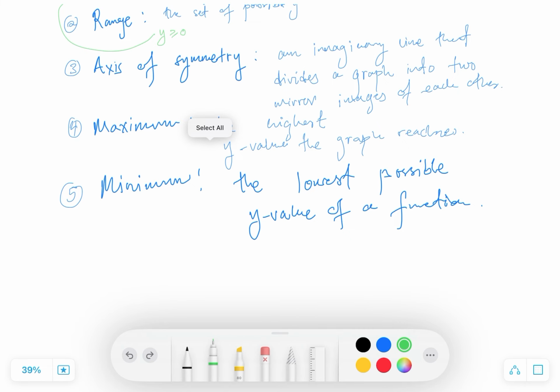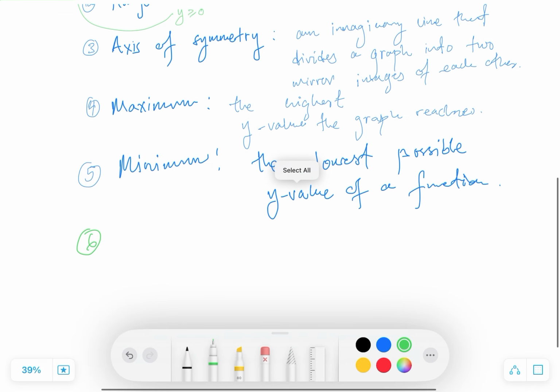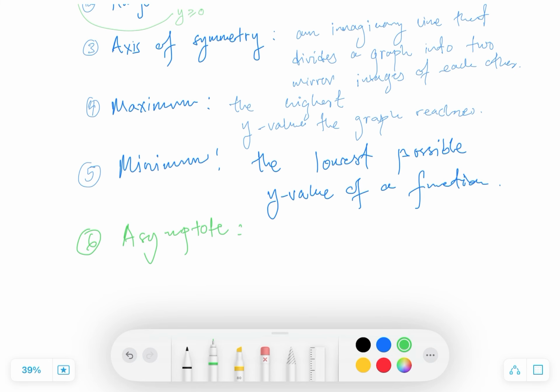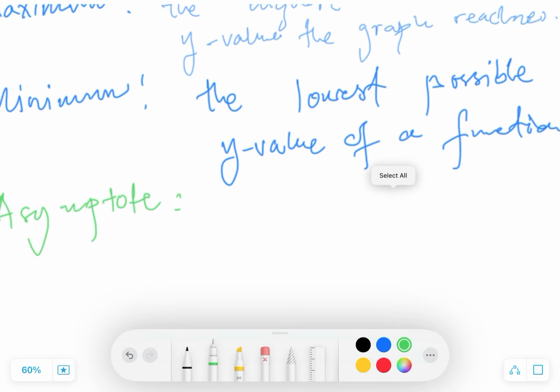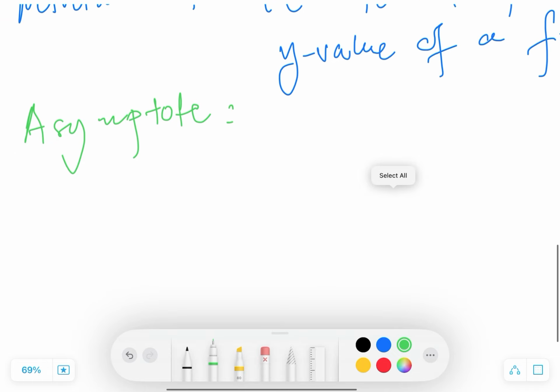The next one, 6, okay, will be the asymptote. So this is an imaginary line that the graph is not allowed to touch at all, right? So we usually see this line for hyperbolas and exponential graphs, right? So an asymptote is basically a line that the graph gets closer and closer to, but never actually touches. I'll give an example just now. So imagine if we had an exponential function like this.